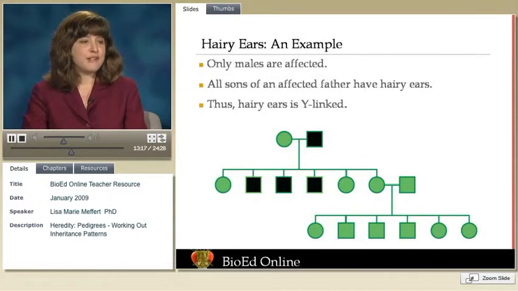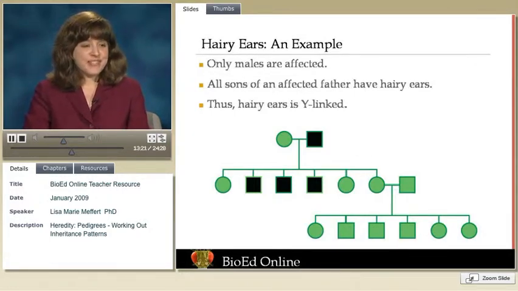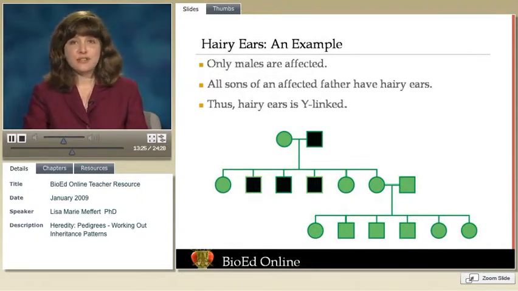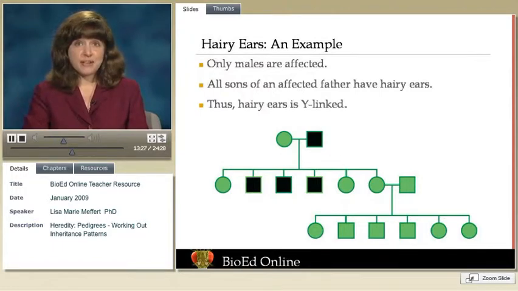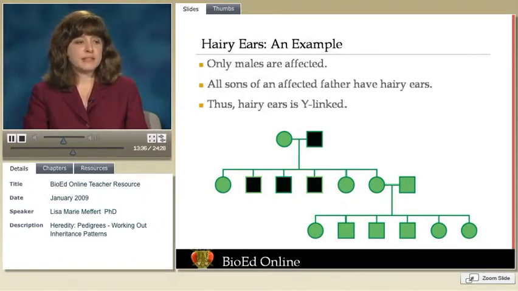Now we have an unfortunate trait here called hairy ears. Now, my brother has hairy ears, and I'm happy to know that it's a Y-linked trait. It's on the Y chromosome, so I don't have to worry about getting hairy ears. But actually, if you notice that in human chromosomes, there are very few genes on the Y chromosome. So how are we going to work out this pattern?